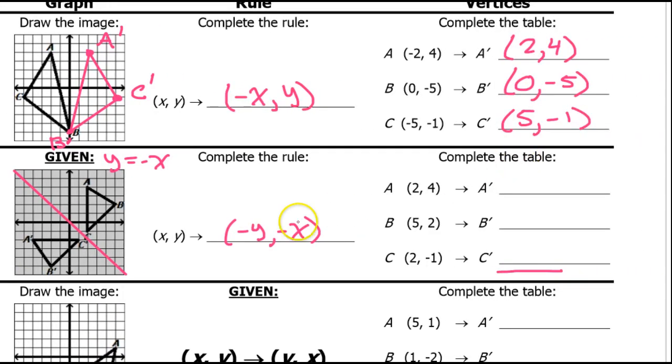this part is easy. So opposite of y, in this case, y is 4, so the opposite of y is negative 4. X is 2, so the opposite of x is negative 2. The opposite of y is negative 2. The opposite of x is negative 5.